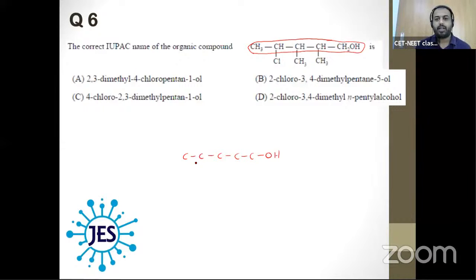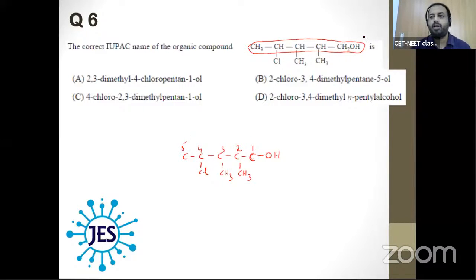Right. OH here, chlorine here, CH3 and one more CH3 here. Yes. This becomes the longest chain. And how do you number it? Remember, you should number the chain from that end where you have the functional group. Carbon atom with the functional group should be given the lowest possible number. So this is the carbon atom with the functional group. So number it as 1. Then you have 2, 3, 4, 5.